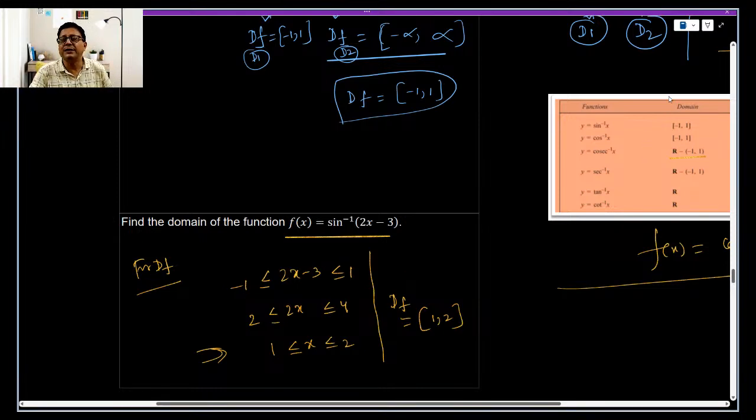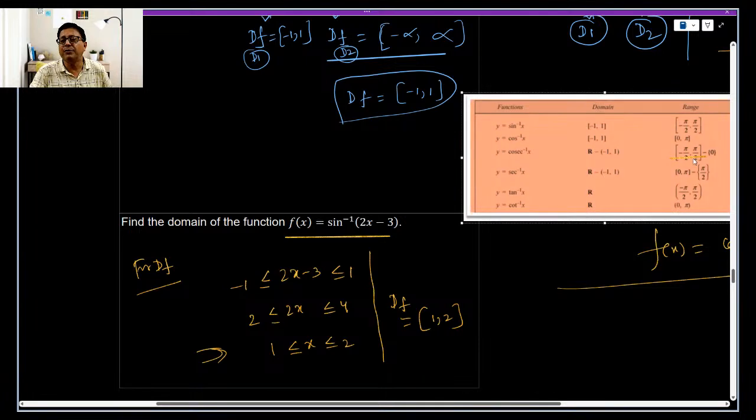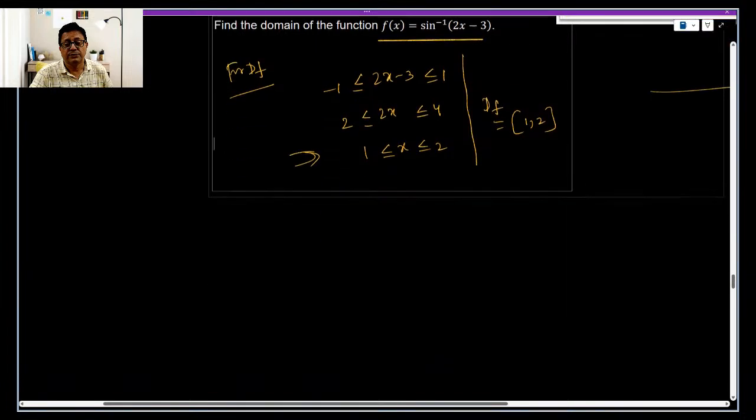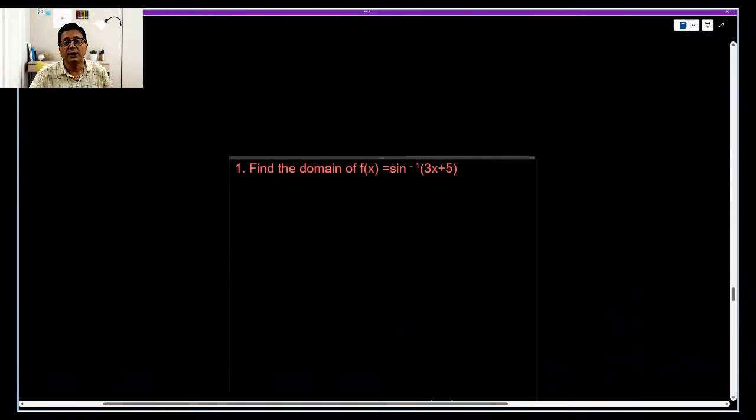Just by seeing the table, you can decide what the domain and range are, and that is required for your board examination only. Let us go for the next. Similarly, you just practice. I am giving you 1 or 2 minutes to solve it.